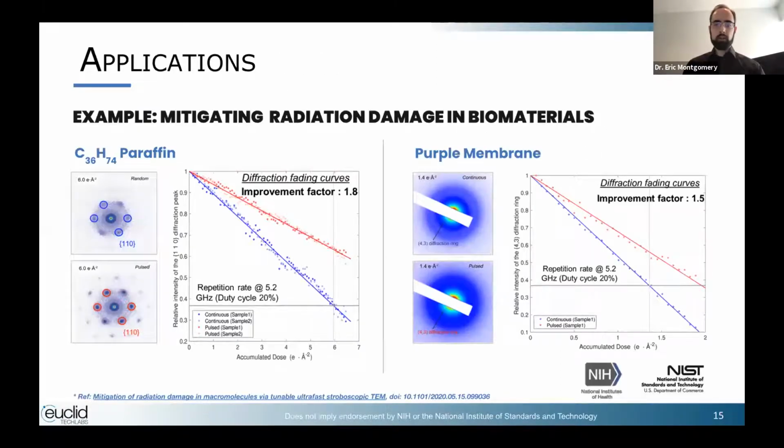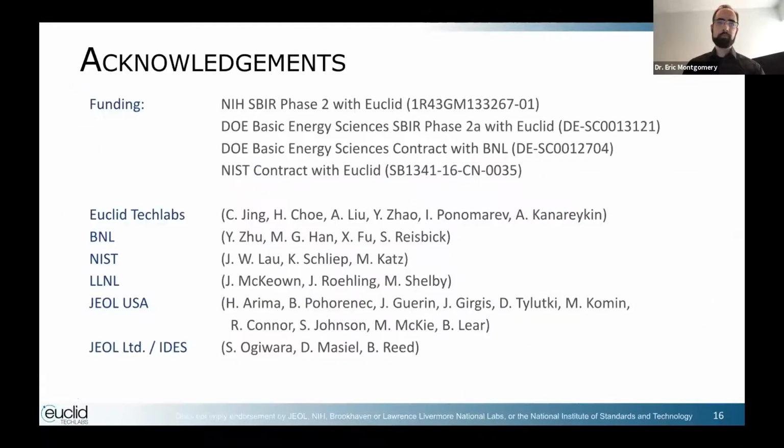Having said all of that, I do want to show an application slide. So here's an example of mitigating radiation damage in biomaterials. Compare the slope of the red and blue curves, and you can see that the diffraction pattern for both paraffin and purple membrane fades quite a bit slower using pulsed beam in red than continuous beam in blue. This means you can put more electrons on your sample before they're damaged and get more signal as a result.